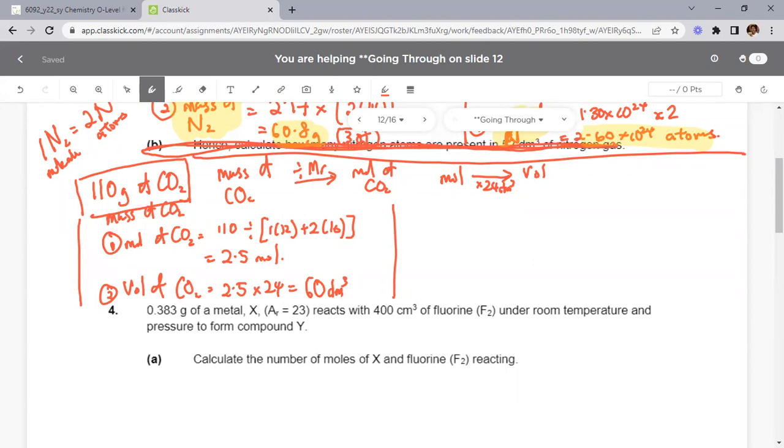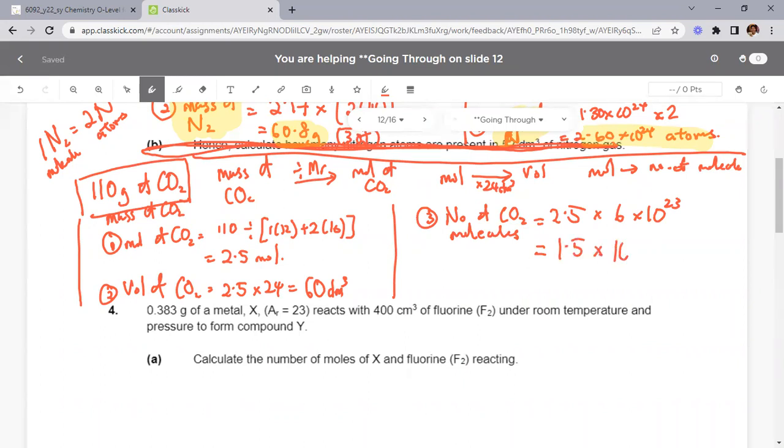Next one I can get is from the mole, I can also find the number of molecules. So in this case, the third one, let's find the number of CO2 molecules. This will be equivalent to 2.5 multiplied by 6 times 10 to the power 23. You're going to get 1.5 times 10 to the power 24 molecules. So these are all that you can calculate.